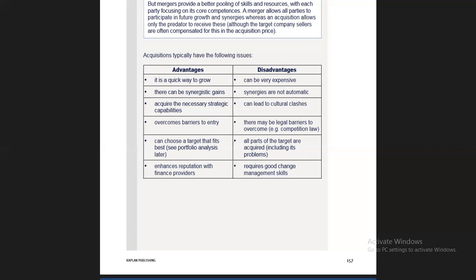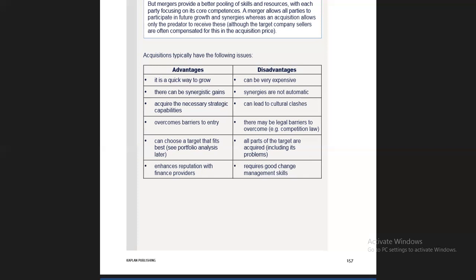Enhances reputation with finance providers. Yes, ultimately you will get more finance providers, more shareholders, more lenders, because the reputation will increase, because the market share will increase. You now belong to a multinational group, so ultimately the reputation and goodwill will increase. If the goodwill increases, the finance providers will easily grant you finance.